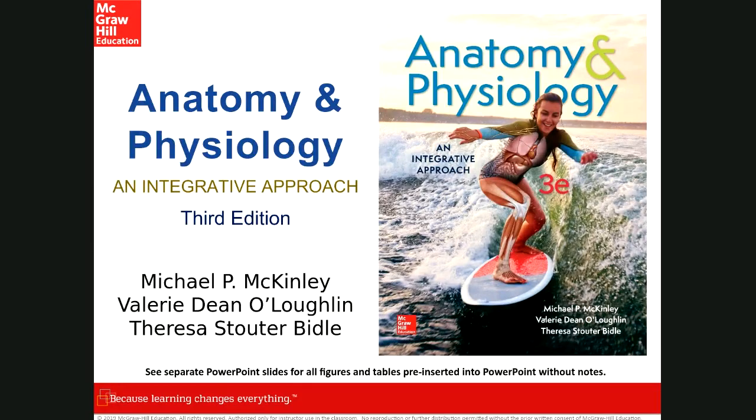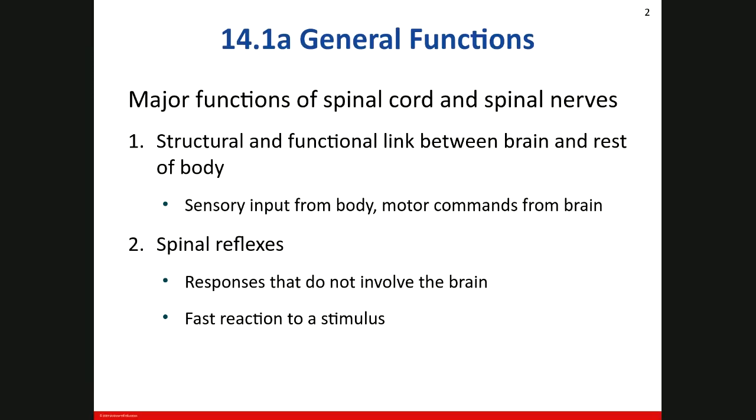Today I want to talk about chapter 14, the spinal cord anatomy and physiology. First, you need to know some general information and general function about your spinal cord and the spinal nerve. The first function is this. Our spinal cord is the structural and functional link between the brain and the rest of our body.